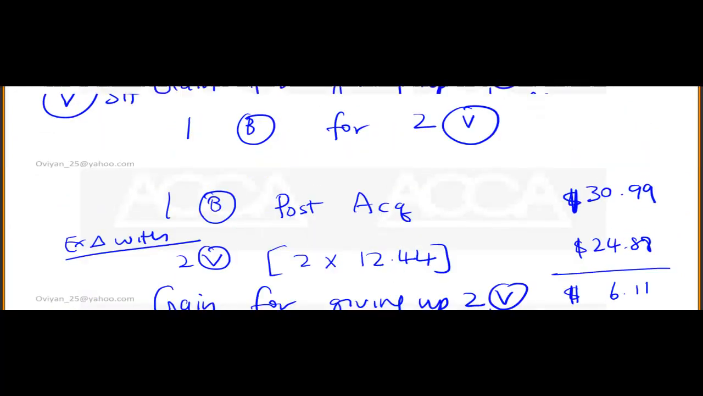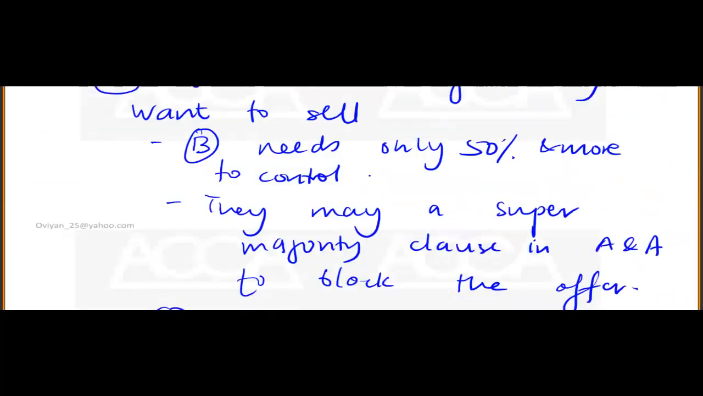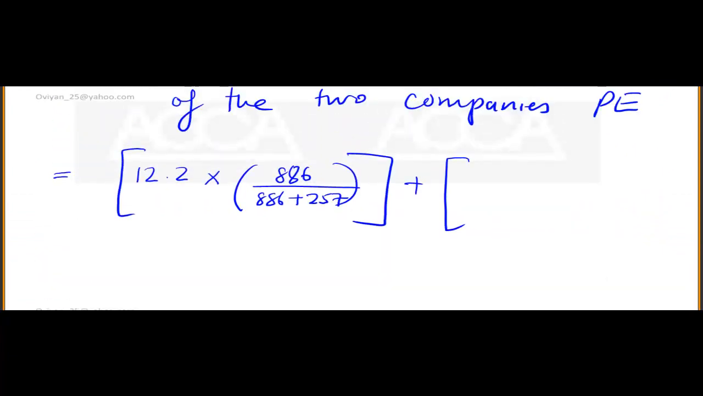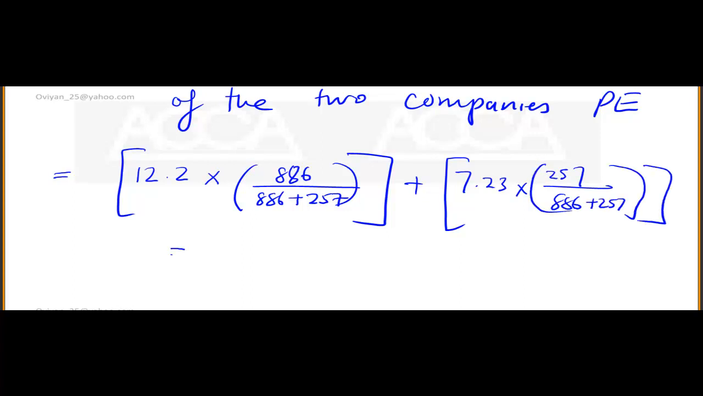Okay, it's here, 7.23. We're going to have 7.23 multiplied by their earnings of 257 over 886 plus 257, and you're going to get a PE of 11.08. It's not 2.23.